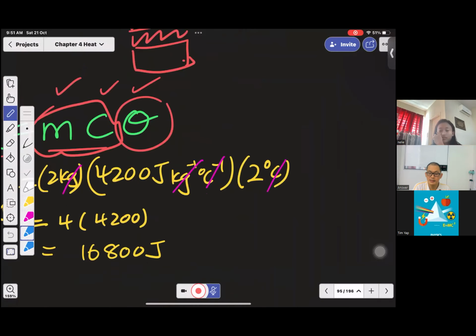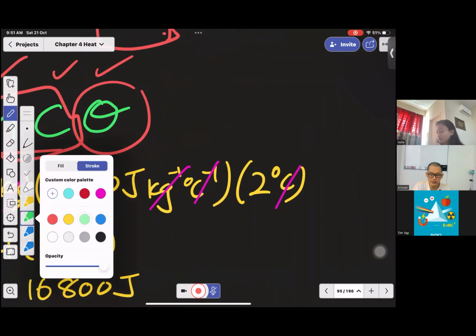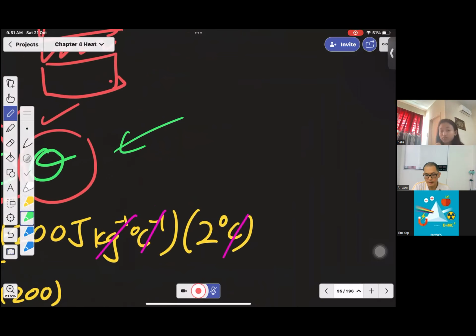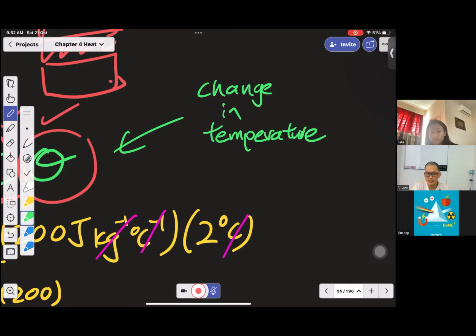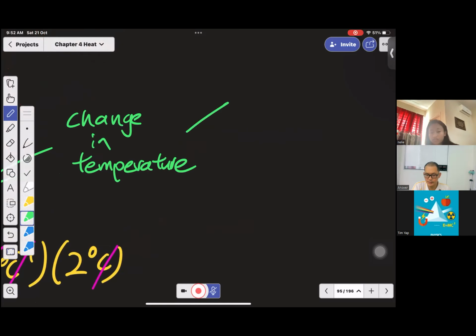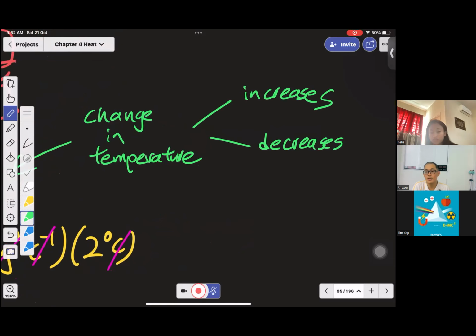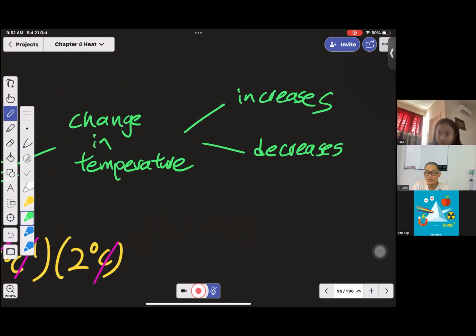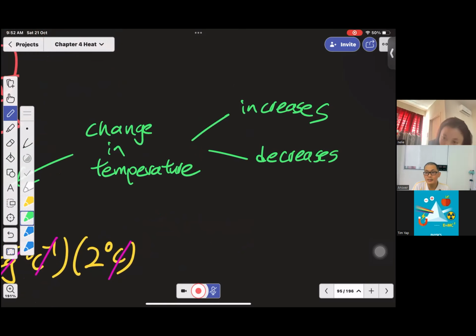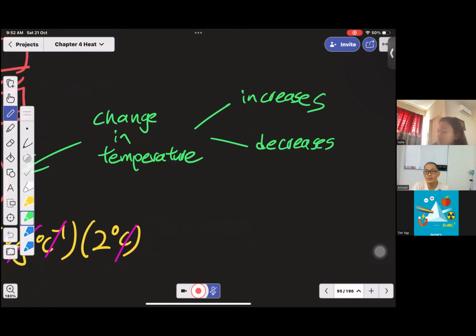Now one more thing. The theta is referred to change in temperature. Change in temperature means either the temperature increases or decreases. How much the temperature increases or decreases, that is called change in temperature. Change in temperature doesn't mean the temperature. You get what I mean?